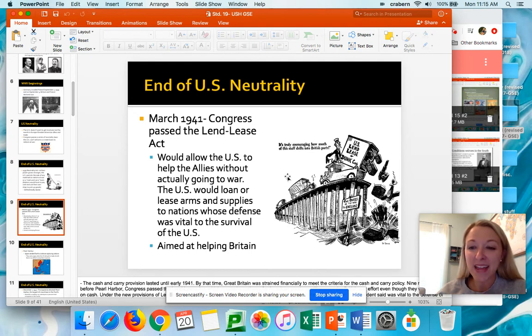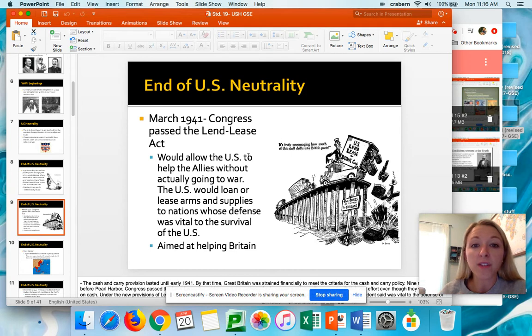So basically, as things ramp up over in Europe, it gets to a point where Britain and France can't really follow the cash and carry guidelines anymore. They don't have the money, they don't have the resources to get over here to get the resources that they need. So in March of 1941, Congress passed the Lend-Lease Act. So this would allow the US to help the Allies without actually going to war. Again, we're still technically staying out of it.